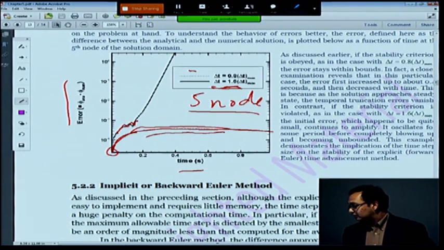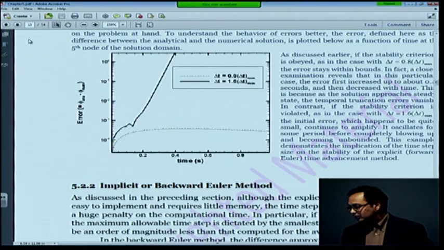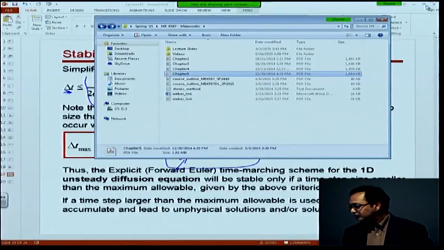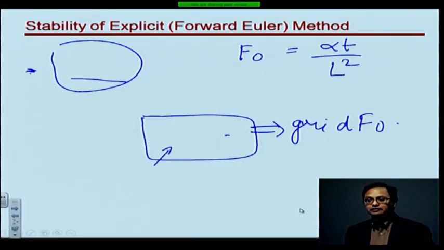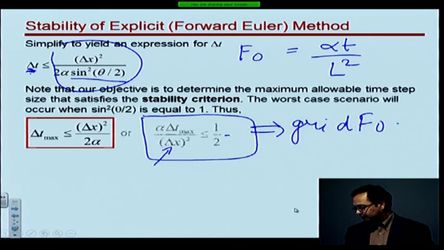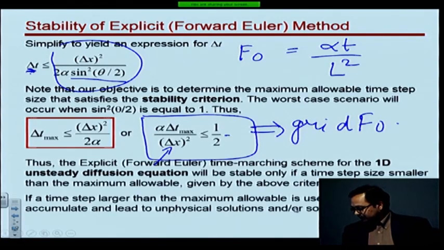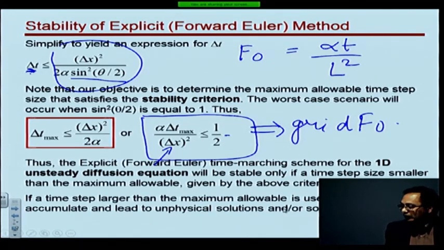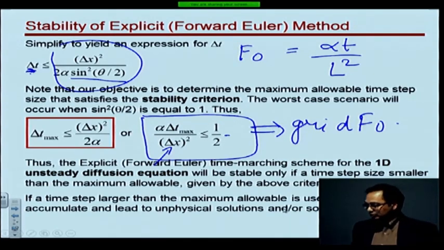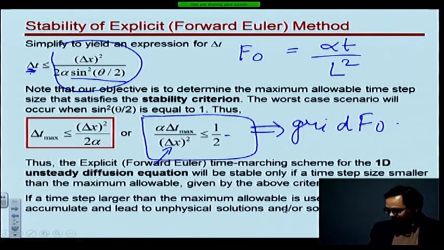All right, so let's go back to our stability analysis here. Any questions on that? So that's our stability analysis. Now, one other thing that happens with the stability analysis is that once the solution starts blowing up, you get unphysical results. For example, let me give you another simple example here.